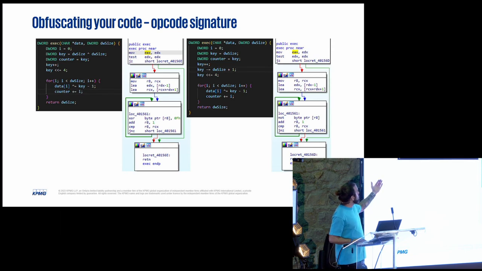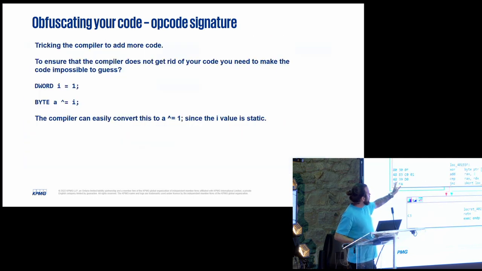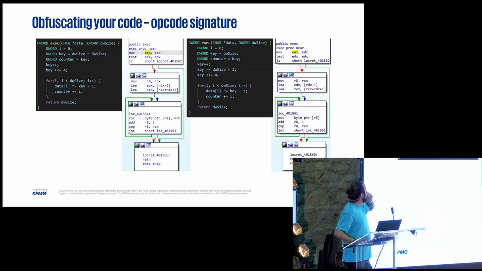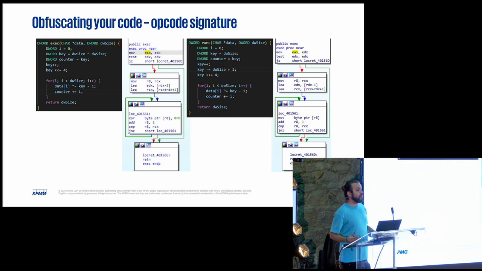It's the same thing as what we saw earlier, right? This is the more complex version of this code, which gives exactly the same result at the end. It's just that we use much more complex code. So as you can see here, we have the DWORD key equals DWORD size XOR with DWORD size. This is a typical trick. It's actually going to zero out the value.